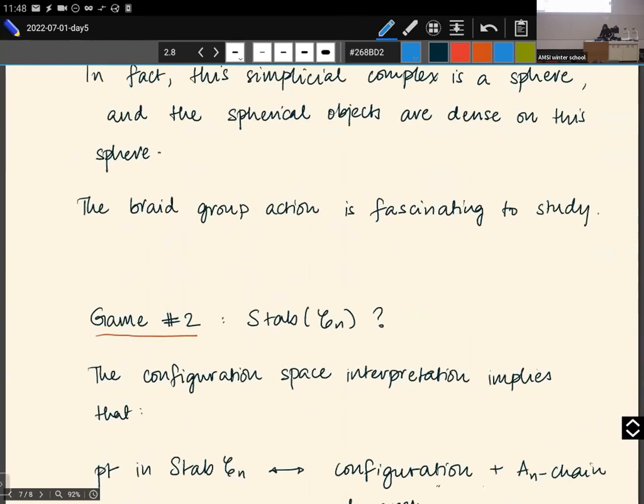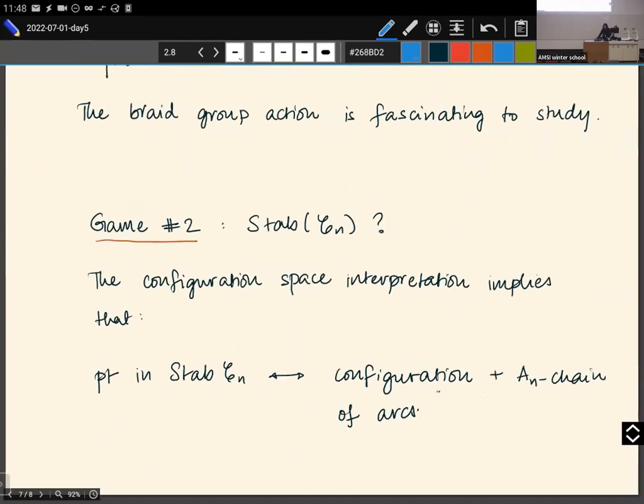Let me not say anything about this, but the braid group action is fascinating to study because there's a combinatorial skeleton of the objects, and the braid group is supposed to act on the object. So how does the braid group act on this simplicial complex? It's a fascinating question. And then game number 2, and I'll say this quickly, was to think about what this whole space of stability conditions looks like. It turns out, and I'm not going to say much about this, that a point in the space of stability conditions is simply a configuration plus an A_n chain of arcs.